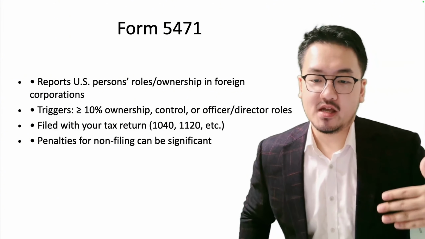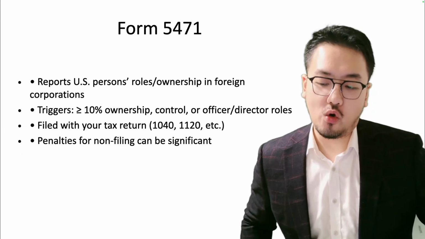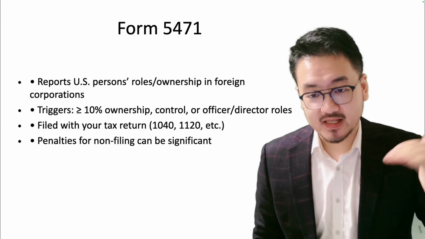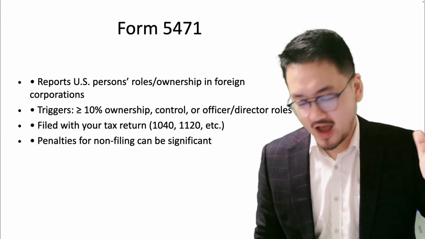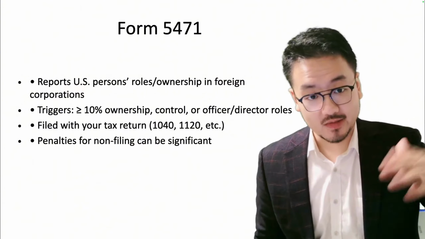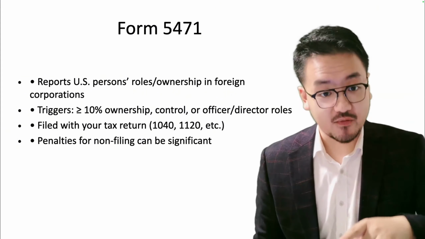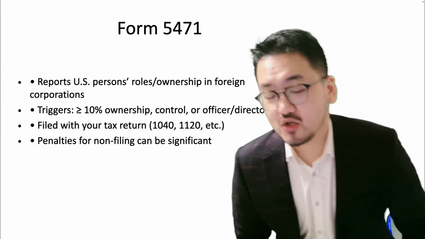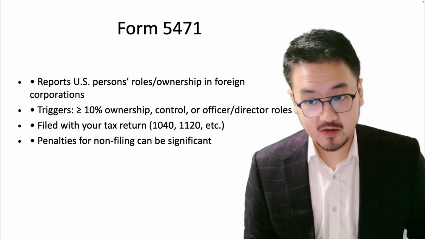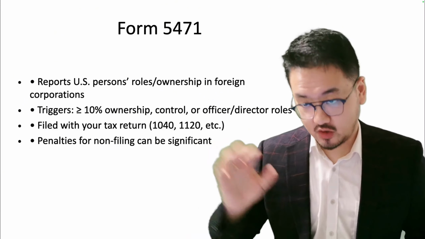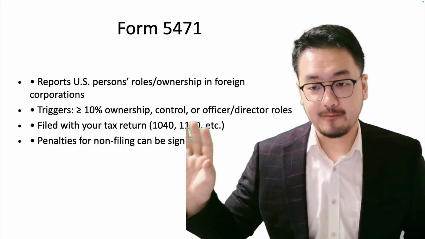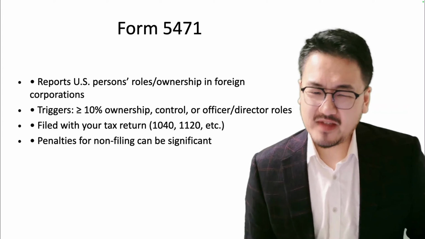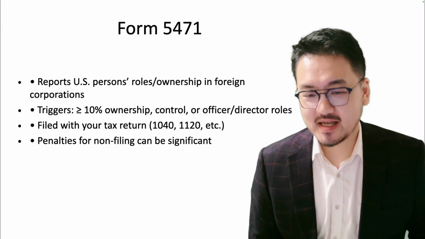Basically, when your ownership not only exceeds that 10%, but sometimes goes downward, as long as you cross that 10% threshold, this is a form that you need to consider. You may also need to file as a CFC. That stands for Controlled Foreign Corporation. That's a 50%, which is more than this 10%.